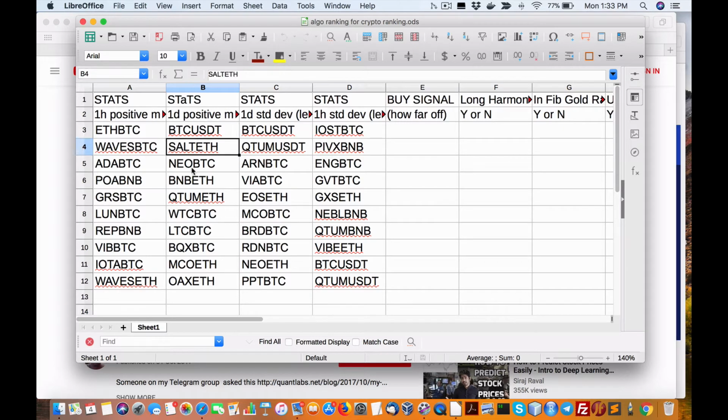But these other ones might be worth a look. I haven't really investigated or dug deep into them, but just from the stats alone on positive momentum, there are more positive moves with these pairs. Okay, so Salt and Tether, I believe. I don't know. Oh, sorry, Salt and Ethereum, Neo, and so on and so forth.